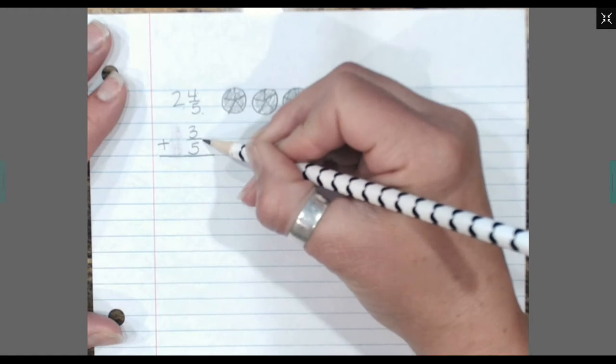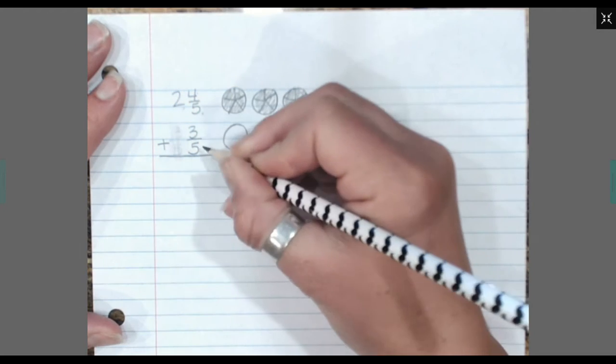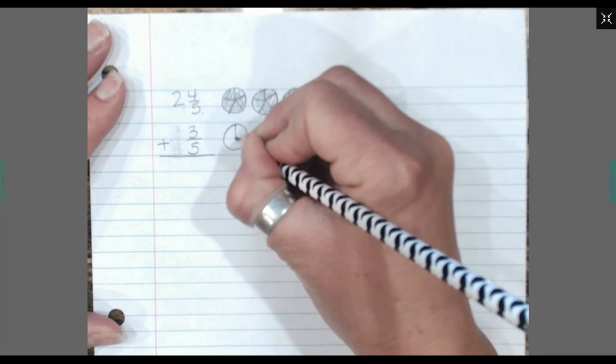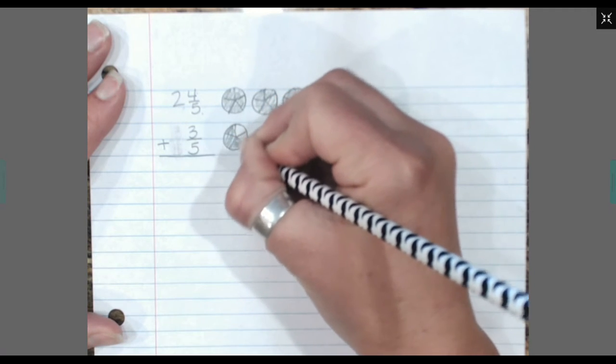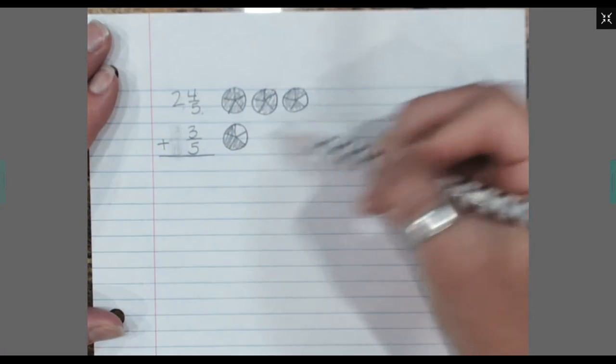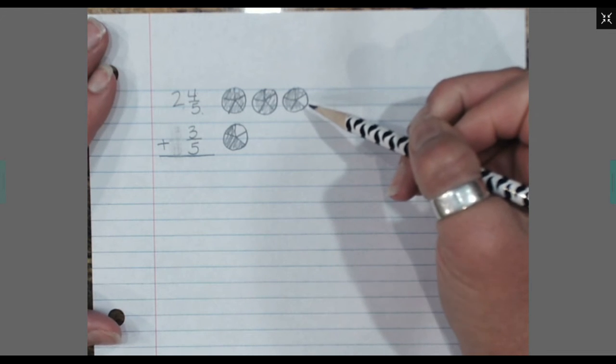Our other addend is 3/5, so we don't quite have 1 whole. With that, we have 3 of the 5 parts shaded in. Okay, so we can look at it like that, and now we can add them up.